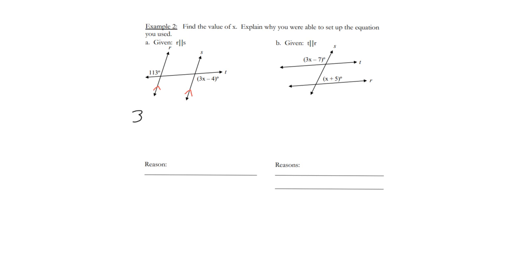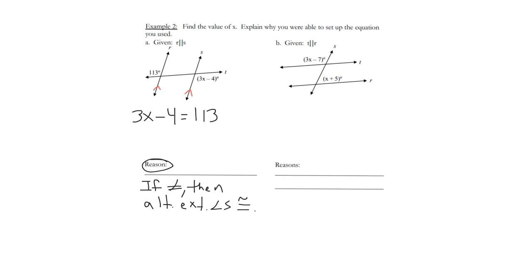So we can write 3x minus 4 equals 113, and we will be able to solve this equation for x. The reason down here that we're going to use is that reason that I just verbally said. If two parallel lines are cut by a transversal, then we know alternate exterior angles are congruent. Okay, I'm going to leave that one for just a minute because I don't want to miss the second example here. You can go ahead and solve that for x at some point and get your value there. But this second one is important that we get to.